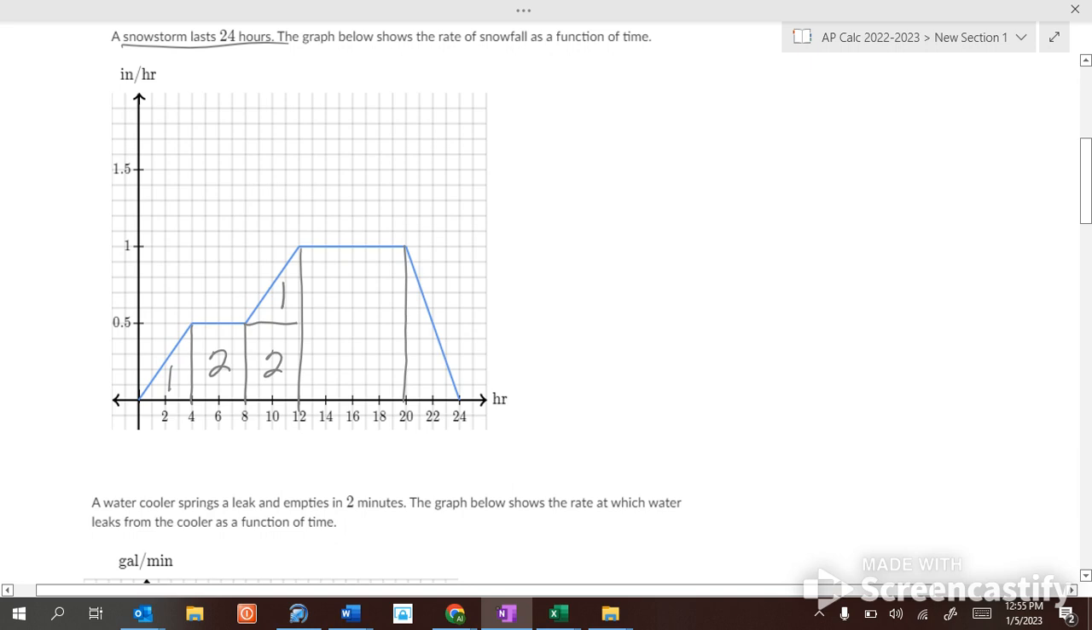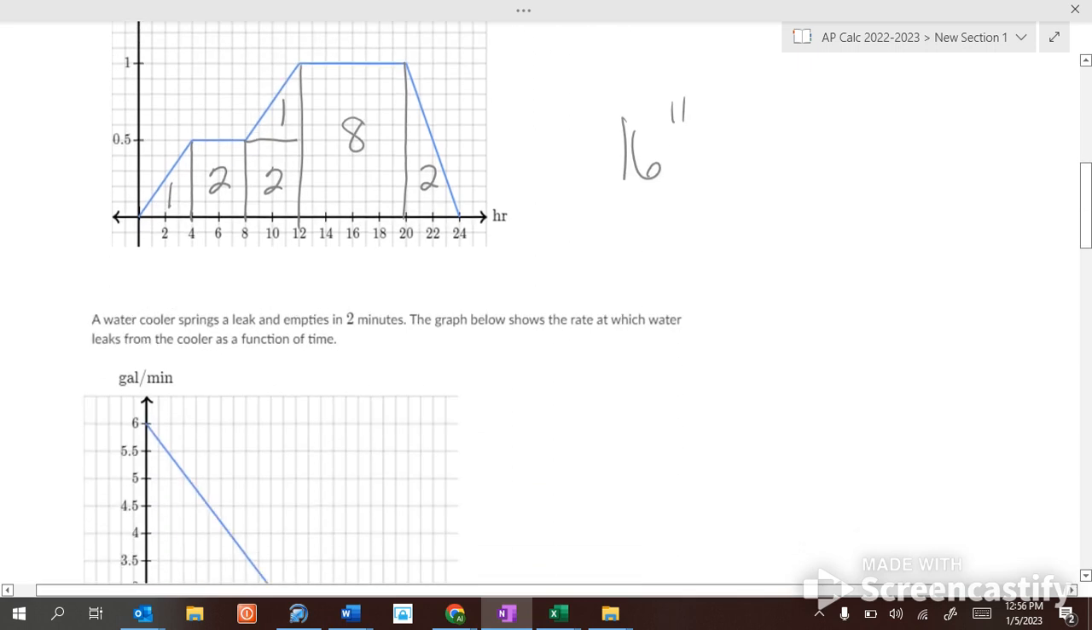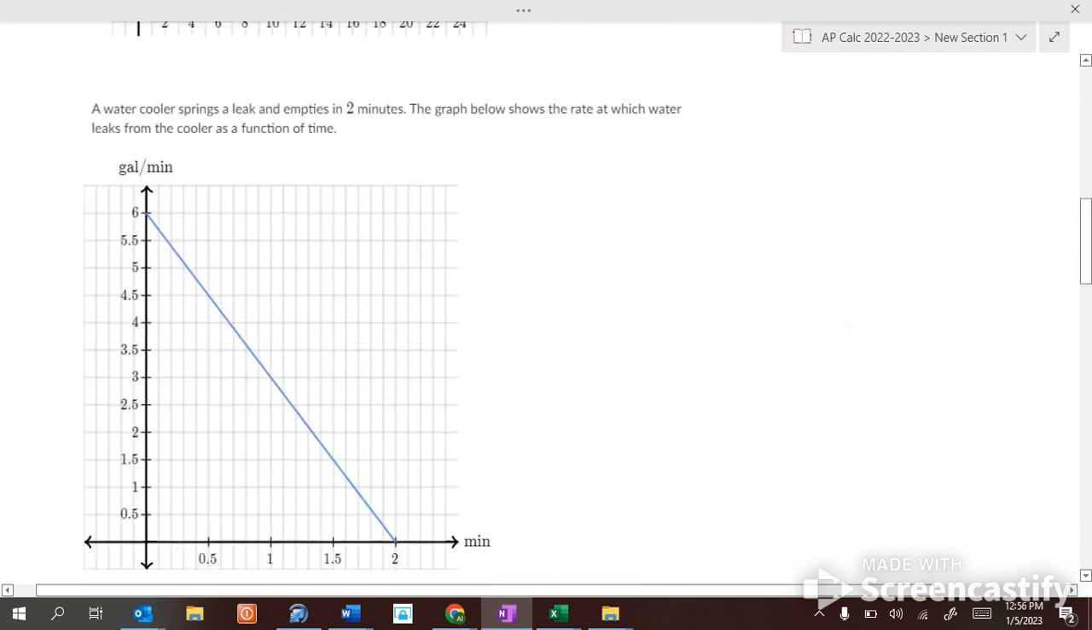Here we go, 8 and 1. 8 times 1 is 8. And then here is 1 tall and 4 wide. So 4 times 1 is 4. Half of that is 2. So 1 plus 2 plus 2 plus 1 is 6. Plus 10 is 16 inches. That is the area under a curve if they're straight lines. And we'll talk about area under curves in a little bit when it's a curve.